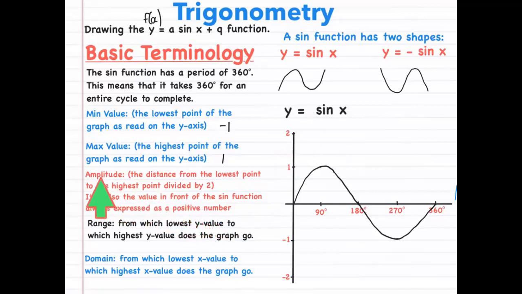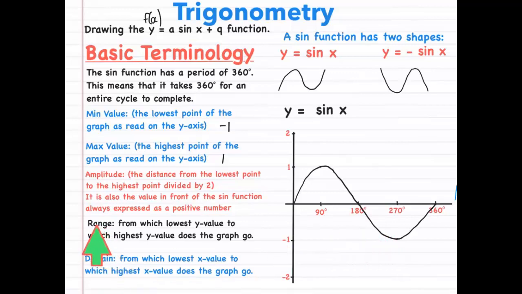So basically the amplitude tells us if we draw a horizontal line right through the middle of this graph, it means that it goes the amplitude amount of values up. So the amplitude is 1, so it will go 1 value up to its highest point and it will go 1 value down towards its lowest point. Got it? Okay. So it is also the value in front of the sine function, always expressed as a positive number. So even if there is a -1, the amplitude is still a 1, okay? Because it goes 1 unit up from the middle and 1 unit down from the middle.